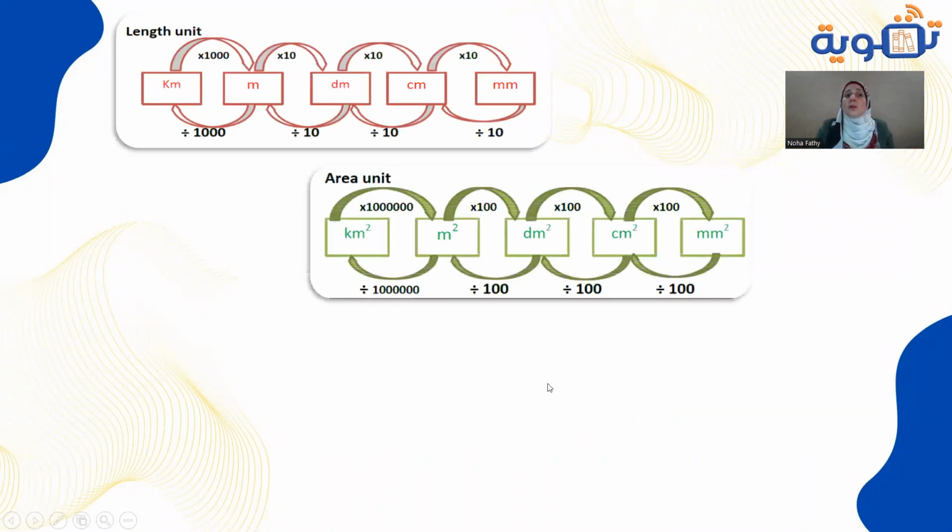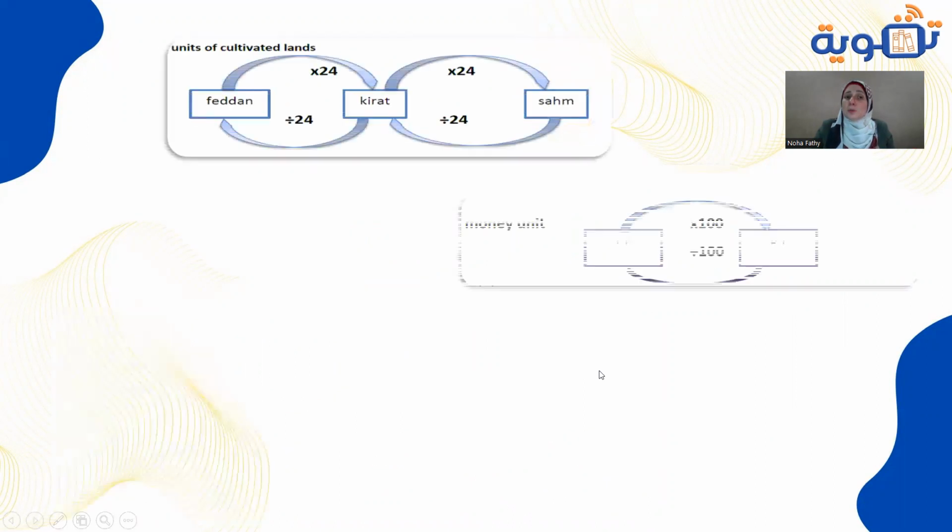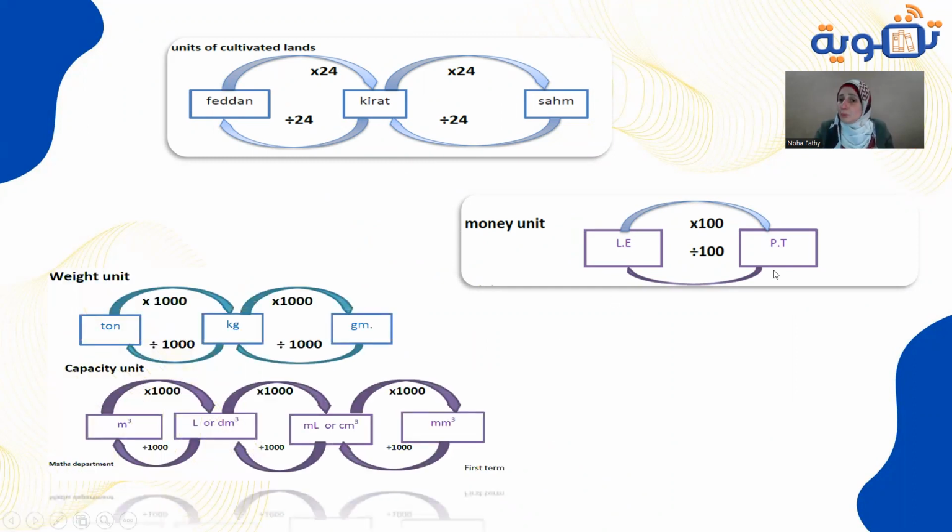And we also learned the length unit, area unit, and time unit. You must convert, and you must study it very well. If you want to convert from a big unit to a small unit, I will multiply. From a small unit to a big unit, divide. And here also the area unit of cultivated land. It means this is the unit used to measure the area of green land in any farm. From Faddan to Kirat times 24, from Kirat to Sah times 24. And here from pound to piastres, then from piastres to pound, from big to small multiply, from small to big divide.